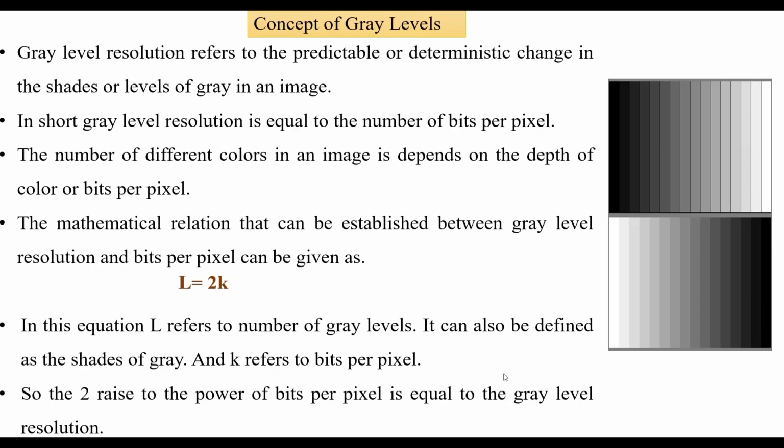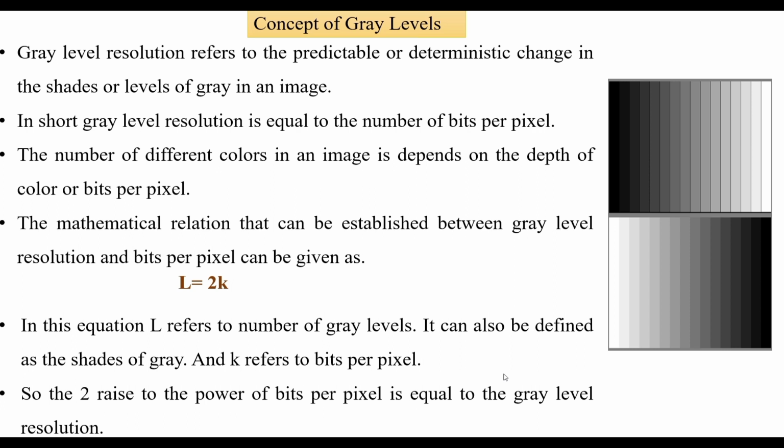Okay, next, the concept of gray levels. We have separate color sections of gray levels. Gray level resolution refers to the predictable or deterministic change in the shades or levels of gray in an image. In short, gray level resolution is equal to the number of bits per pixel. According to these gray levels, we can estimate the pixels of a picture. The number of different colors in an image depends on the depth of colors, or bits per pixel.